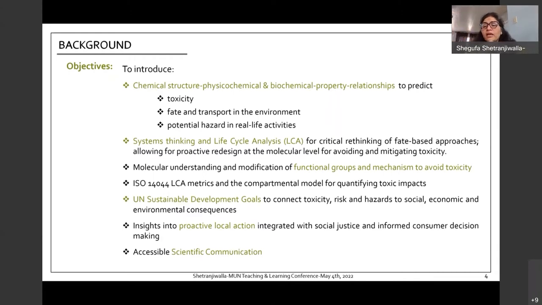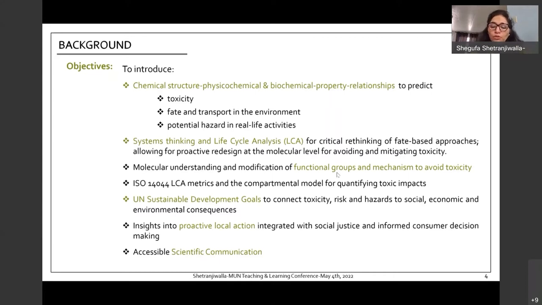And for the life cycle thinking, mostly students were introduced to fate-based analysis, like this is what happens once the chemical is in the environment. But that is a very retroactive approach. And so what I wanted students to really look at is, where does that chemical come from? What is its origin? What is its source? And how can we look at the entire life cycle of that chemical to be proactive decision makers and take proactive local action that can eliminate or mitigate toxicity right at the start, rather than looking at a fate-based solution and trying to do a cleanup? Instead, we look at how we can mitigate it, eliminate it, and prevent it from happening completely, and use their chemistry background for that.